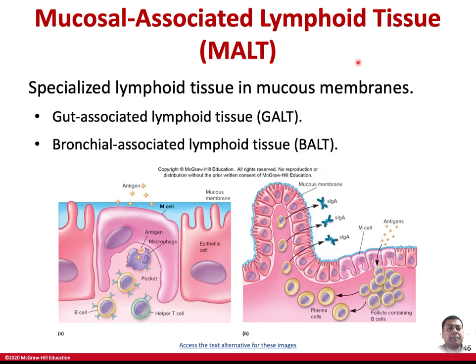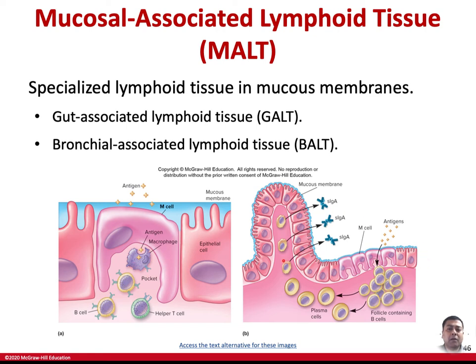The next type is the mucosal-associated lymphoid tissue, or the MALT. And here you see the structure of an M cell located between two epithelial cells in a mucous membrane. The M cell endocytoses the pathogen and releases it in the pocket containing the helper T cells, the B cells, and the macrophages. It is within this pocket that the pathogen is often destroyed.